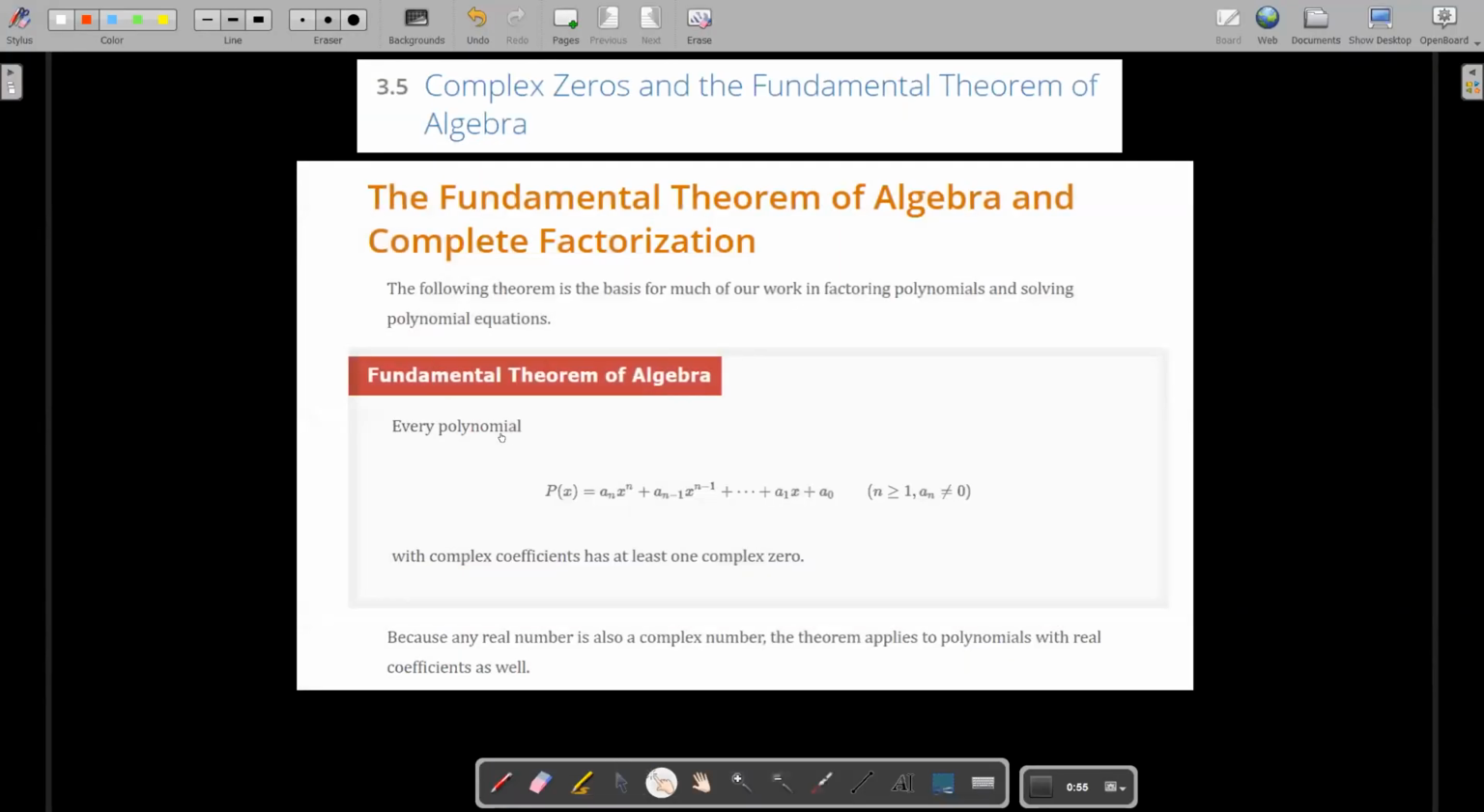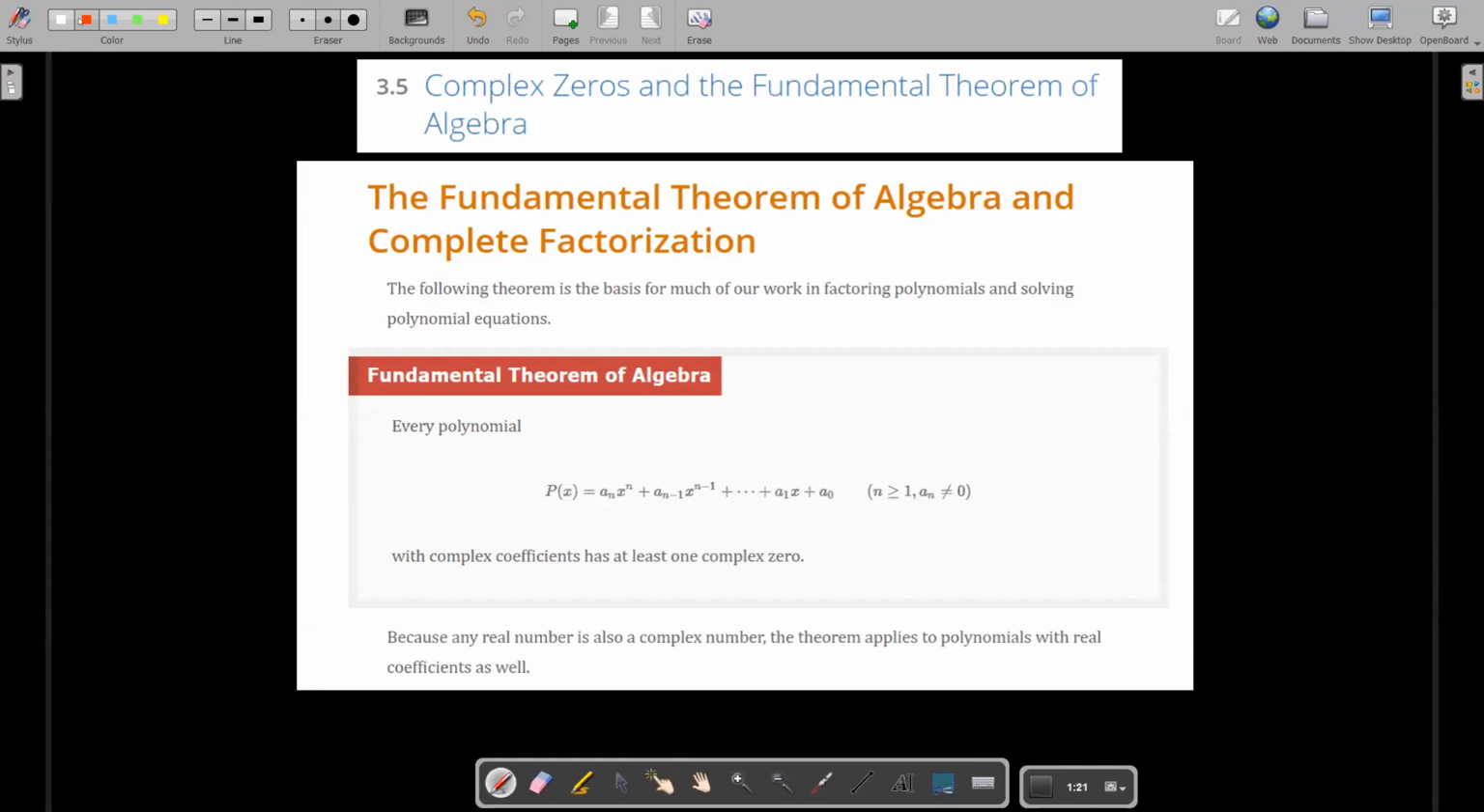So the following theorem is the basis for much of our work in factoring polynomials and solving polynomial equations. The fundamental theorem of algebra: every polynomial p of x with complex coefficients has at least one complex zero. Okay, so because any real number is also a complex number, the theorem applies to polynomials with real coefficients as well. So what does this mean?